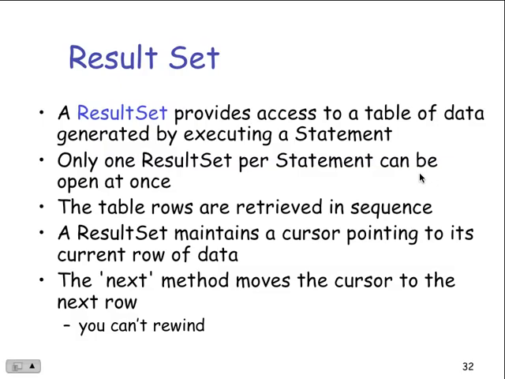Only one result set per statement can be opened at once, and the table rows are retrieved in sequence. The result set maintains a cursor pointing to its current row of the data. When you run a query in an SQL Plus window, turn off the logging and put on auto commit, your cursor goes away. Every time you run a new command, the cursor gets reset. Because why are we logging anything? We don't need to log anything, and we're auto committing, so we don't have to backtrack anything.